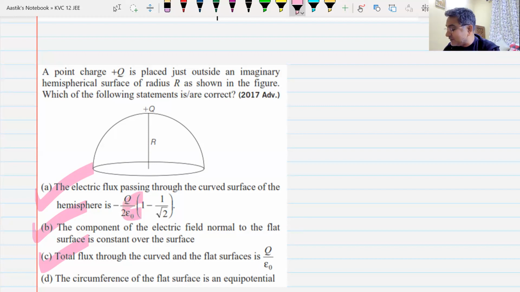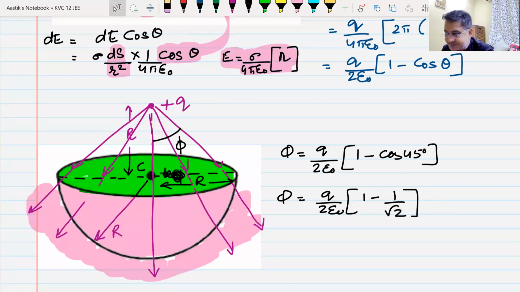Now, how did you find out this flux? You found out this flux using this concept, sir. That we already did, sir. The question was just put in a different way. Flux through the entire thing is 0. That is the exact answer that you got, right? Yes or no?